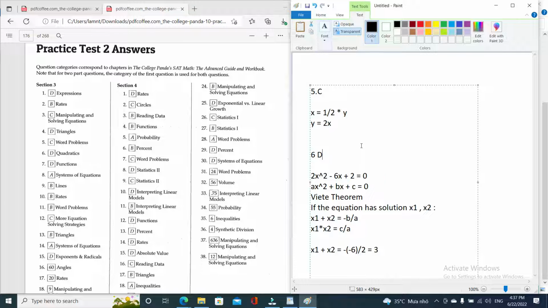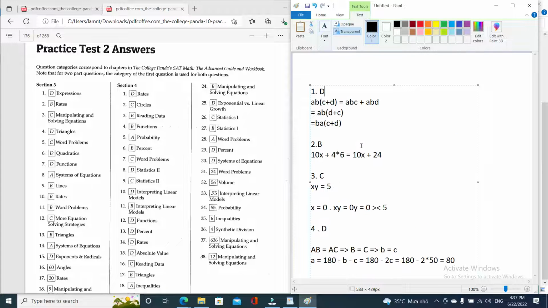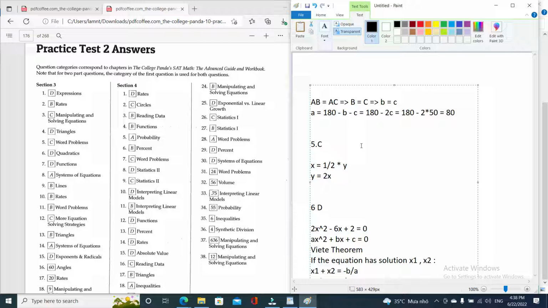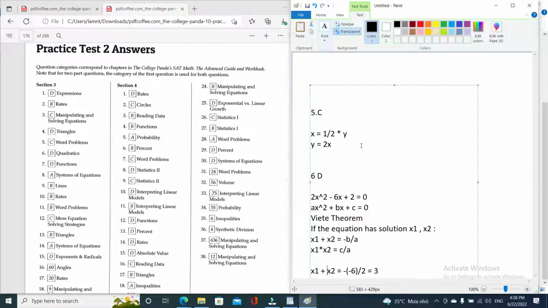Okay, so let's see. 1 is D, correct. 2 is B, also correct. 3 is C, okay. 4 is D, okay, that's very good. And 5 is C and 6 is D. So that's all awesome. Okay, let's move on.